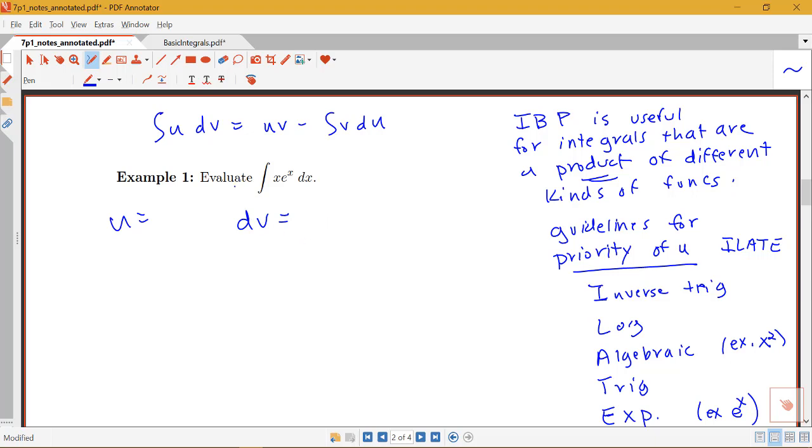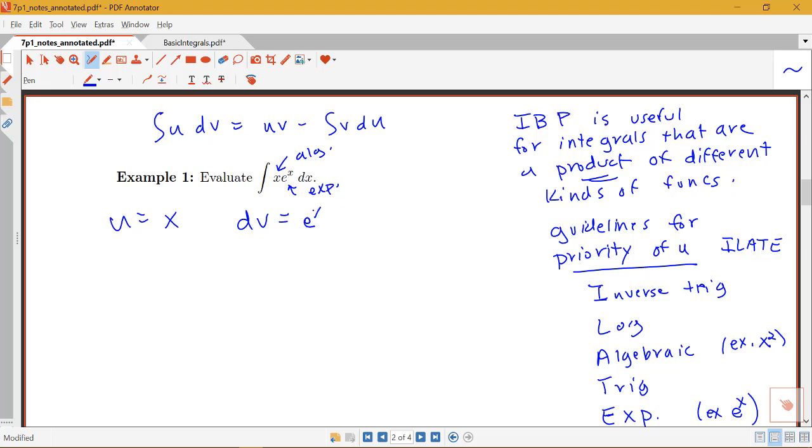So when I'm looking at this first example here, I have an integral of x times e to the x. So this is a product of two different kinds of functions where x is what we'd call an algebraic function because it's a power of x, and e to the x is an exponential function. Notice that we do need integration by parts here because this is a product of two different kinds of functions that I can't combine using algebra in any way. So I'm going to choose x to be my u because x is easy to differentiate. It's going to become simpler when I differentiate it.